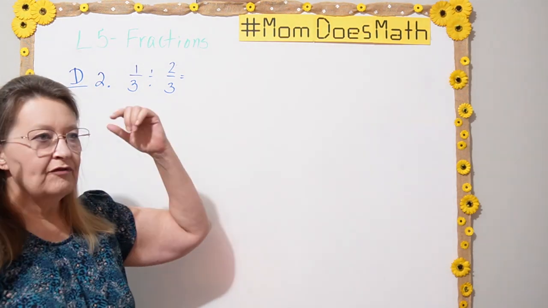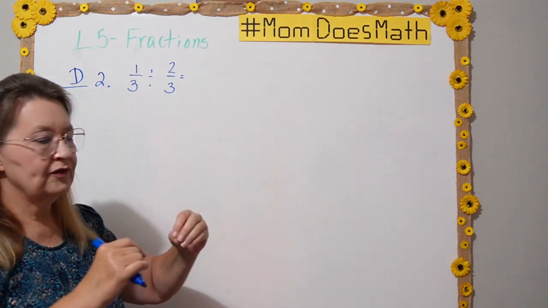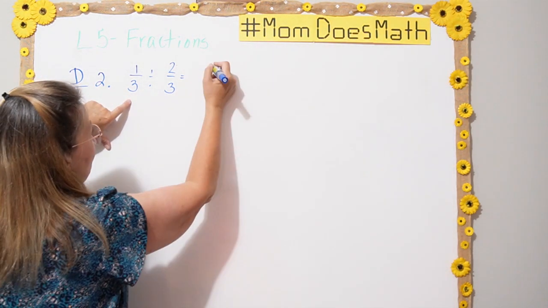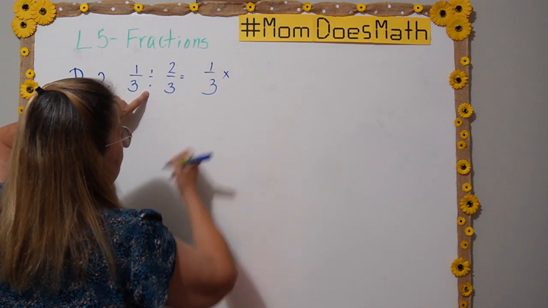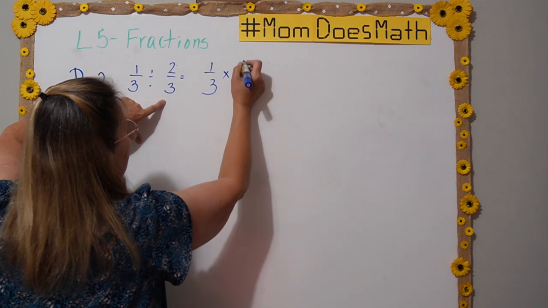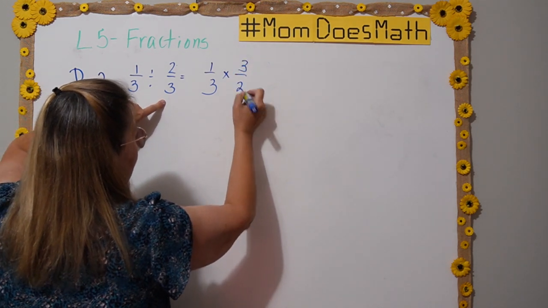Just get it in your head. Fraction division: keep, change, flip. So we're going to keep 1/3 just like it is. We're going to change the division to multiplication, and then we're going to flip this.